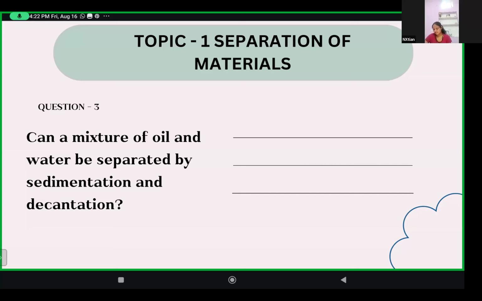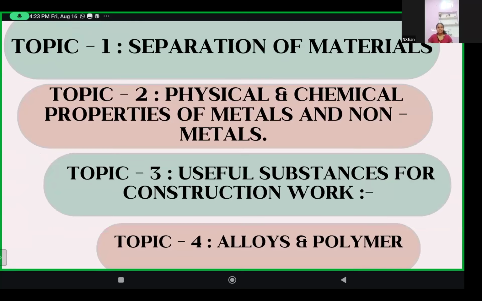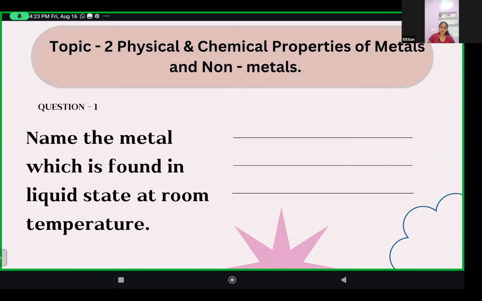Okay. All right. So Anaya's turn. Anaya, what topic do you want to pick? Separation is taken. You can pick from topic 2, 3, and 4. Ma'am, topic 2. Okay. Physical and chemical properties of metals and non-metals. All right. So first question for Anaya. Name the metal which is found in liquid state at room temperature. Ma'am, mercury. Okay.